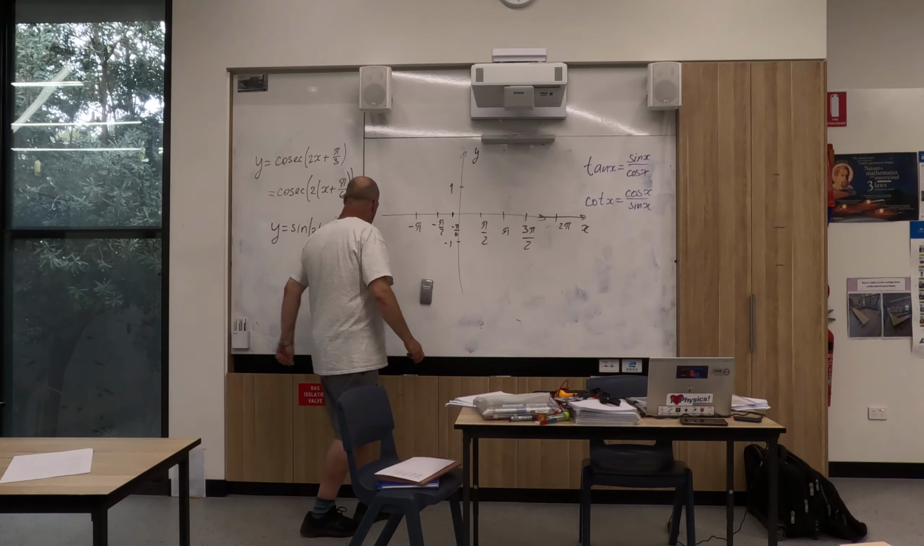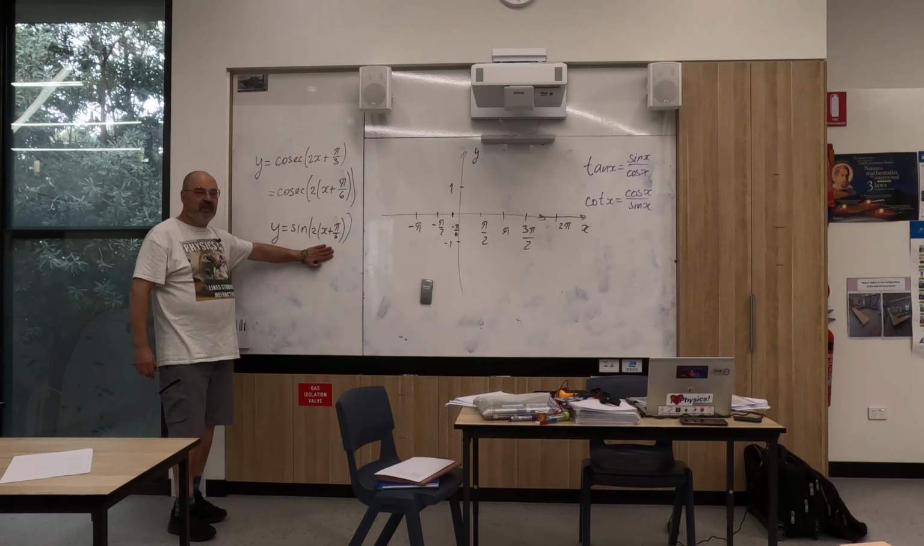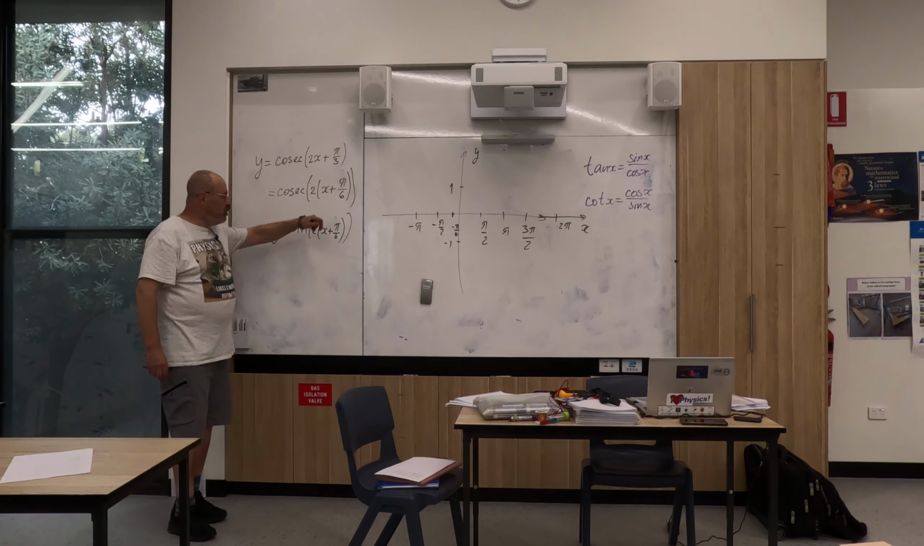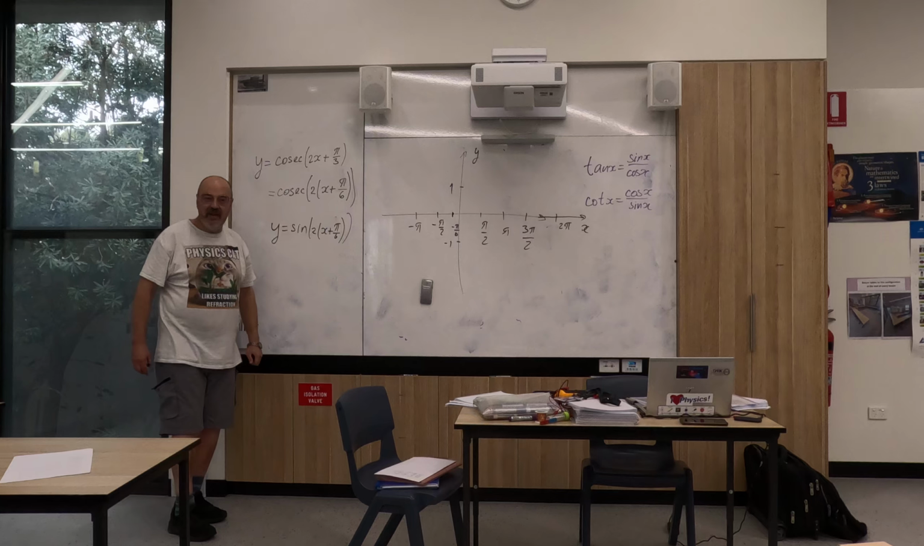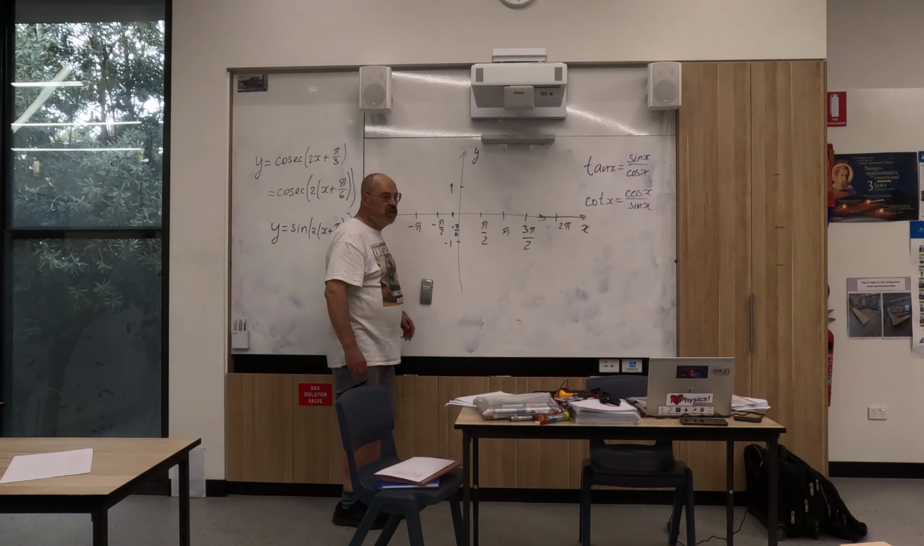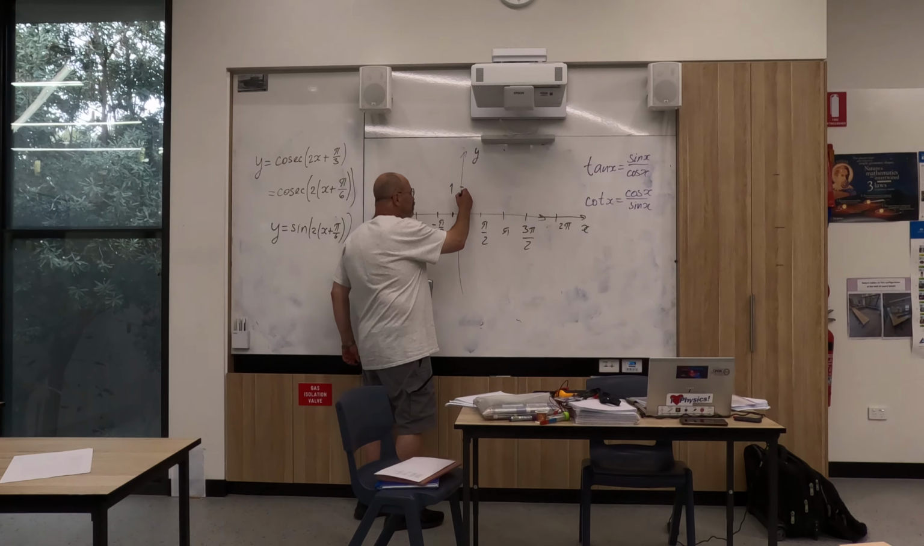Now, what will be the y-intercept? When x equals 0, we have sine of 2 times pi on 6, which is sine of pi on 3, which is root 3 on 2. That is approximately 0.85, so somewhere here.